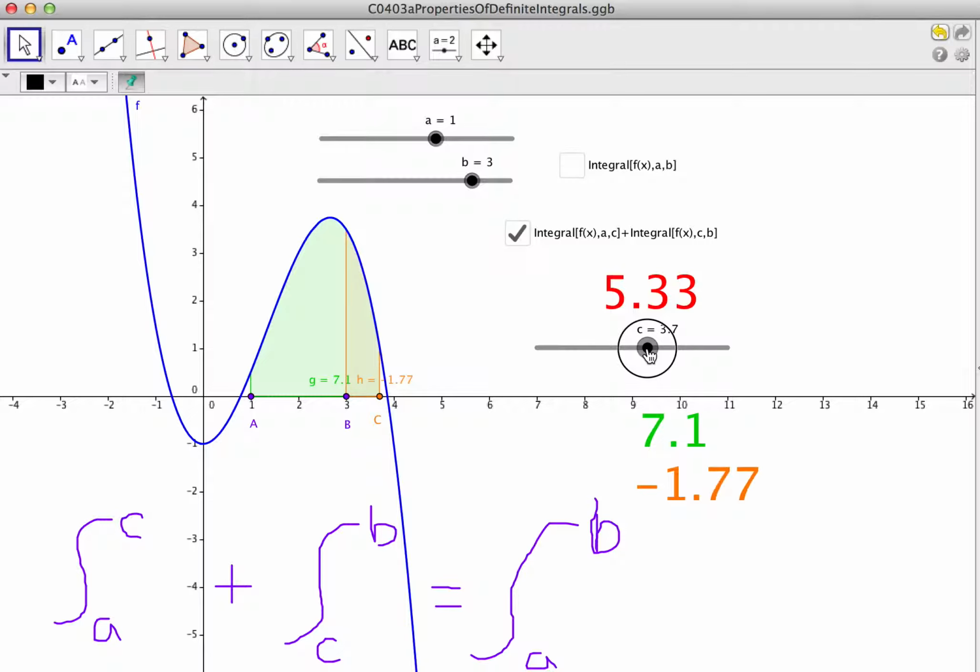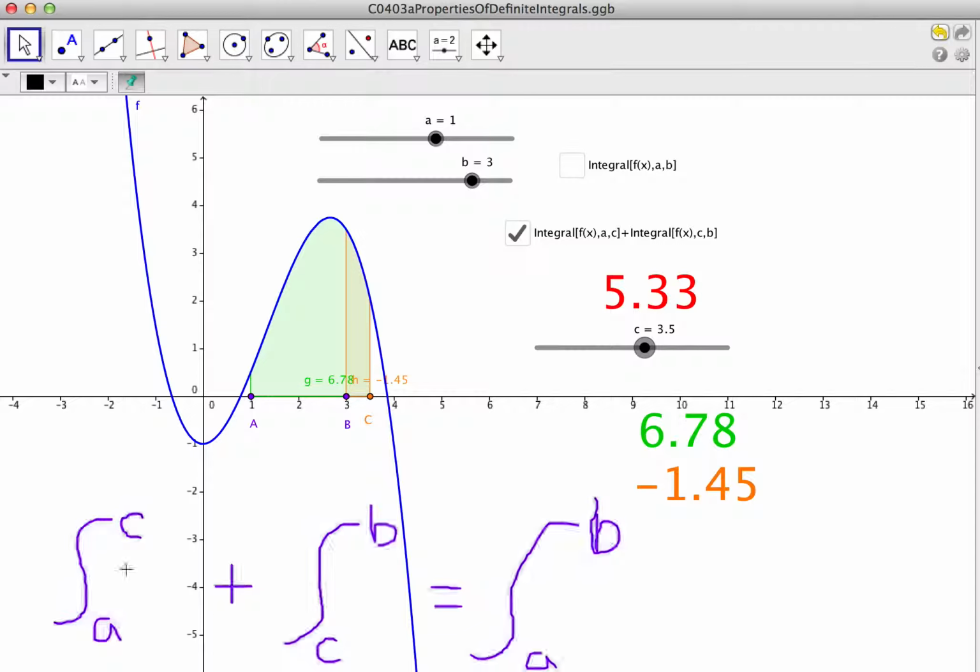Now, what's interesting is if I move C beyond, way out to 4, well, let's make it about 3.5. Alright, now the integral from A to C is greater than the original area, 6.78, but from C to B now I'm integrating from right to left. That becomes negative, and 6.78 minus 1.45 takes me back to that 5.33.